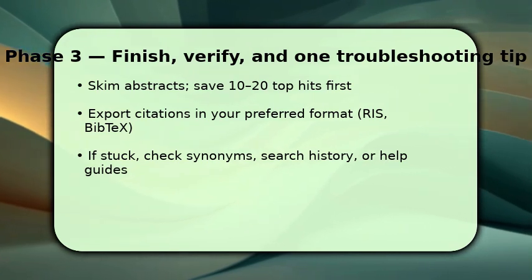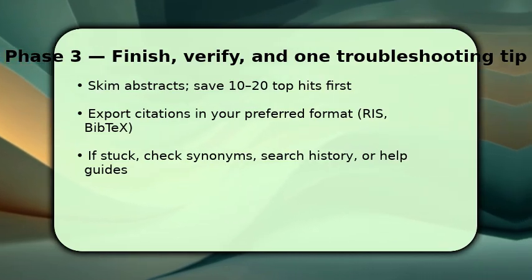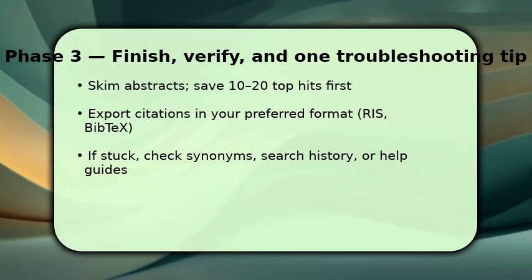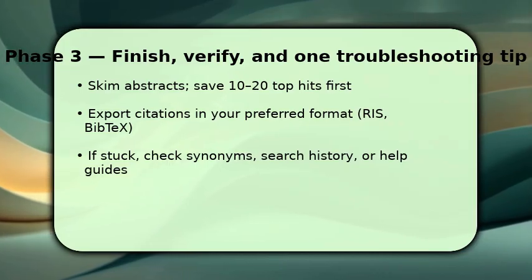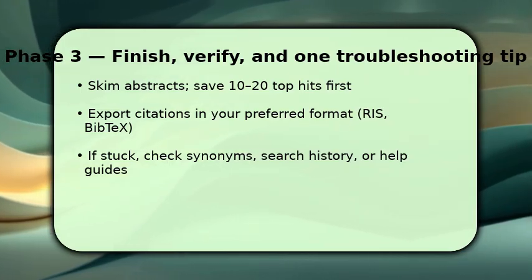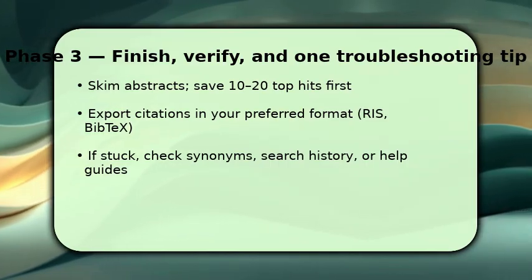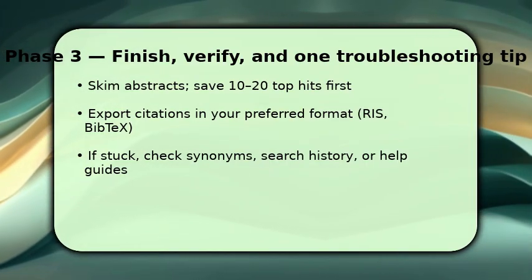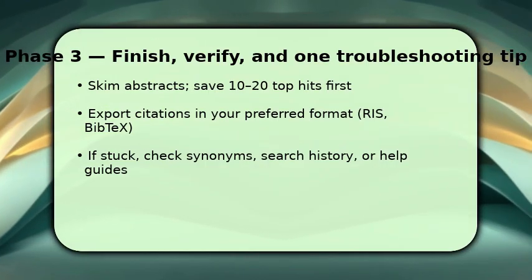Read abstracts quickly to confirm relevance and save the top 10 to 20 items. Then export citations to your reference manager in the correct format and download full-text PDFs where available. Make sure to document the search string and filters used so you can replicate or update the search later. If you hit roadblocks, try synonyms, broaden date ranges, consult the database help, or ask a librarian. These steps fix most issues and restore progress.